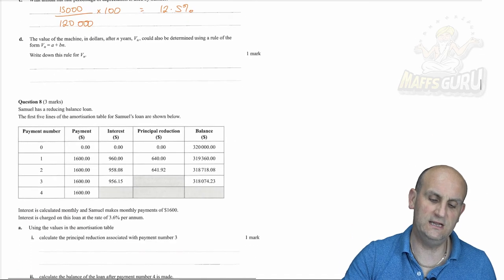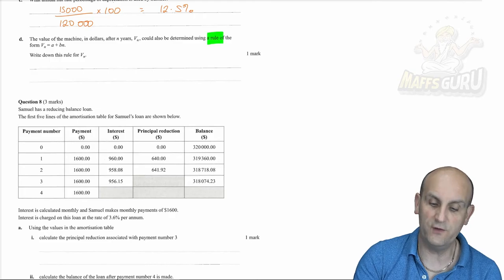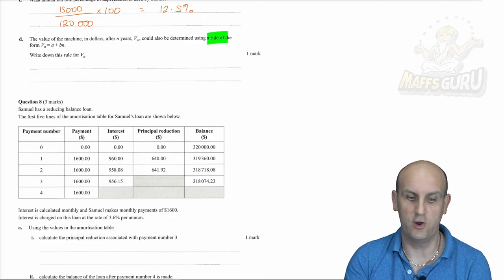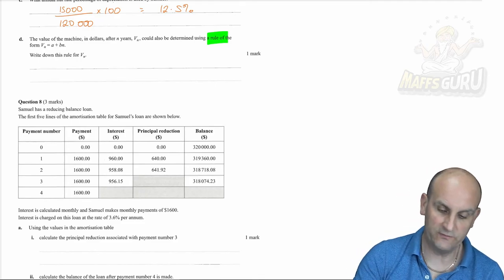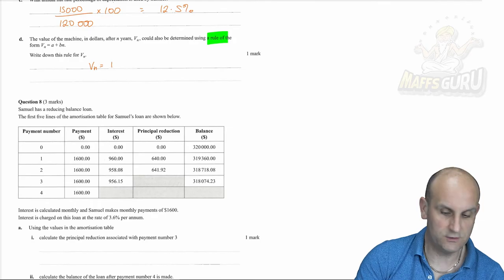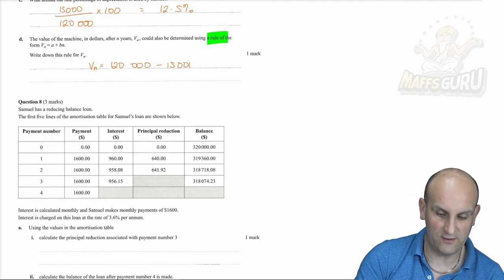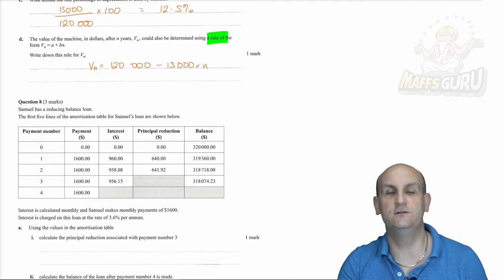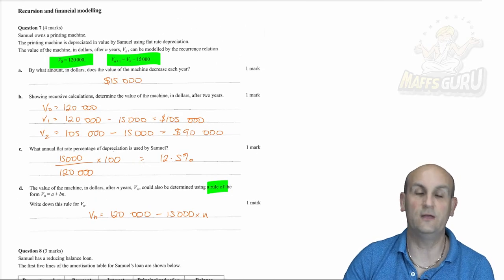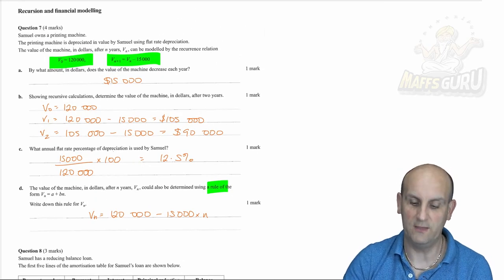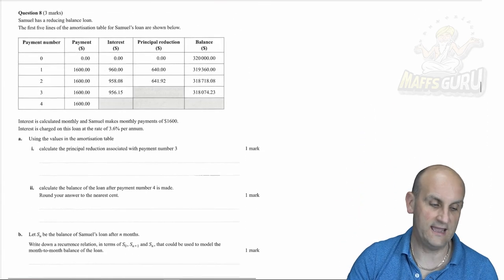The value of the machine in dollars after n years can also be written by a rule. So again, being able to convert between recurrence relationships and rules, really, really important. It says, write down the value of this. Well, to get to any value, I want to do my start amount, and I want to take away 15,000 multiplied by n. Now, you don't need to do the times by n, you could have just done 15,000n. But because we were simply taking away 15,000 over and over and over again, and we just wanted to work out how many 15,000 we were subtracting, we just multiply it by n.